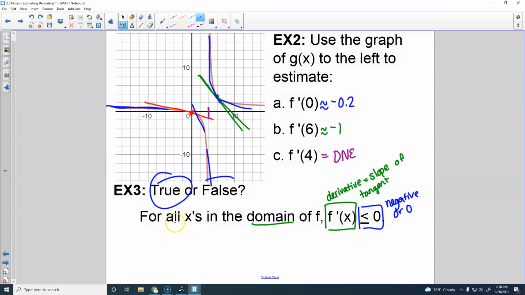If they had not put that for all x's in the domain of f and just said for all real numbers, f prime of x is less than or equal to 0, it would be false because it doesn't have anything at 4. But since they said just for the domain, you don't have to worry about any places where it's undefined.